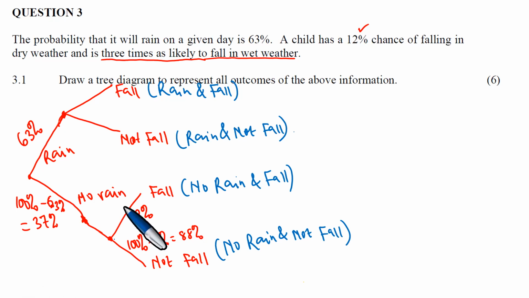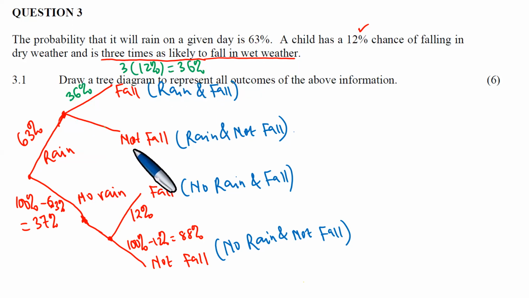What is the probability that when it's raining, the child falls? A child has a 12% chance of falling in dry weather, and is three times as likely to fall in wet weather. So it is 3 times 12%, which is 36%. It means that the child has a 36% chance of falling when it's raining, and therefore it's wet weather, is 36%.